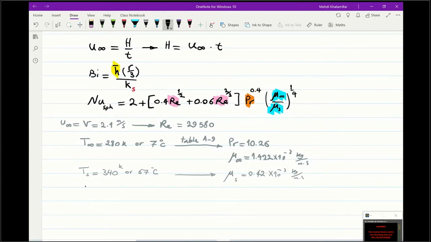Now I'm going to plug all those numbers inside the Reynolds number formula. If you plug all those numbers and do the calculation, the final Reynolds number is going to be 439 or something very close to this. Okay, we have Reynolds number. We can easily find h, or average h. So average h is going to be Reynolds number times conductivity divided by radius.